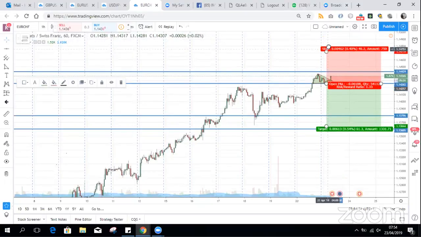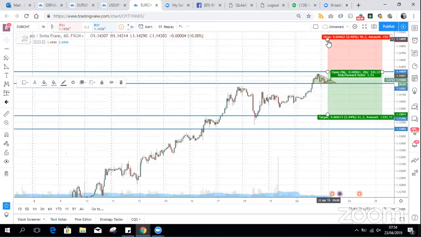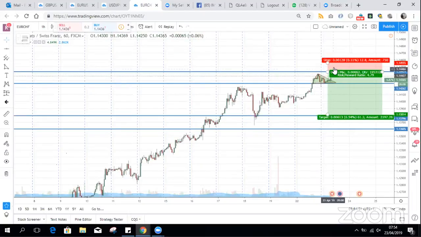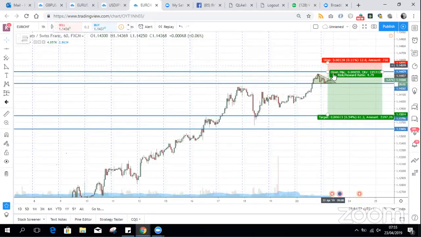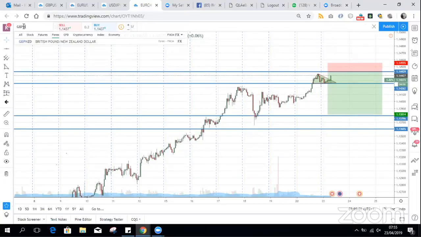GBPNZD. Why on planet Earth would I ever look at GBPNZD? What's the issue? For me, stuff like this, I'll be interested in stop hunts to the high of the previous day. We've broken the high of the previous week. Induce buyers, shake off all the sellers, then dump.